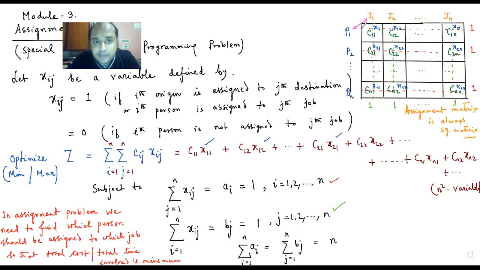Have you understood my question? I'm fixing a row for you. It's the first row. The row constraint is what? x11 plus x12 plus dot dot dot plus x1n must be equal to 1. What will be the possible values for x11, x12, and x1n?